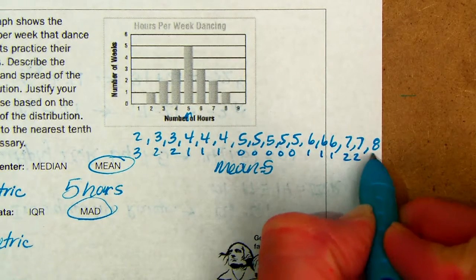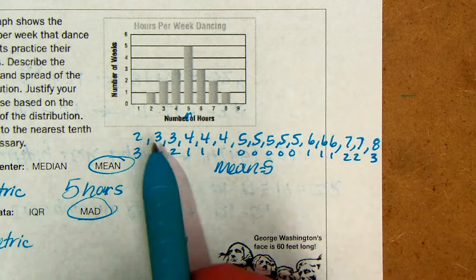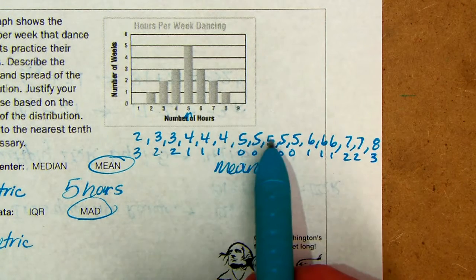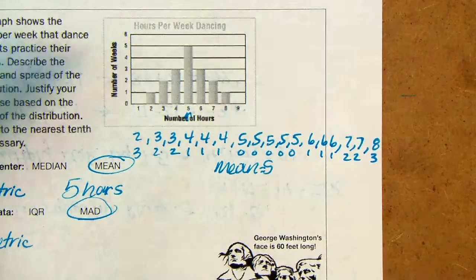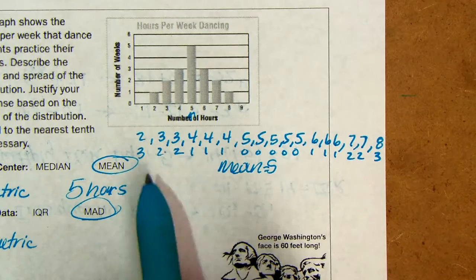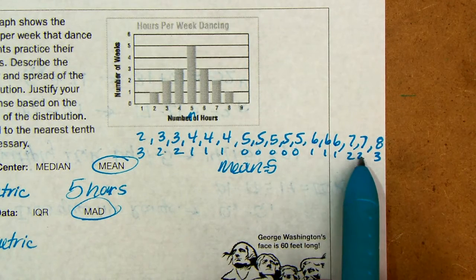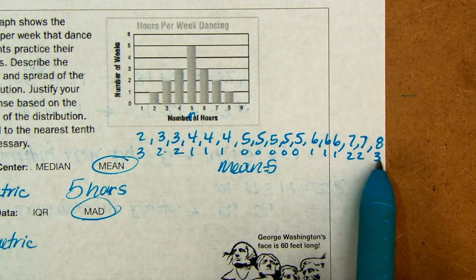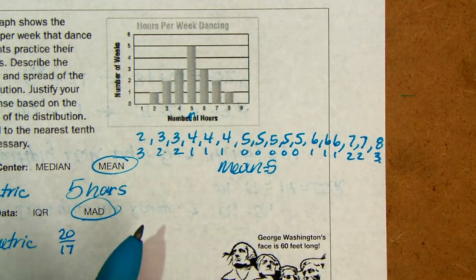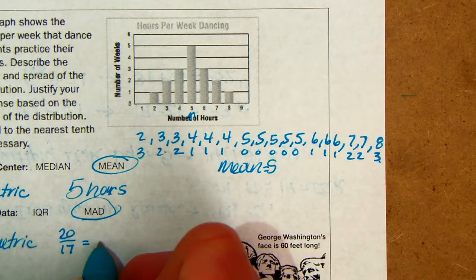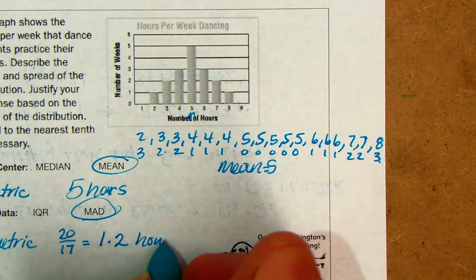1, 2, 3, up to 17. So let's add them up. 3, 4, 5, up to 20. So 20 divided by 17 means our mean absolute deviation is 1.2 hours. So the data is symmetric.